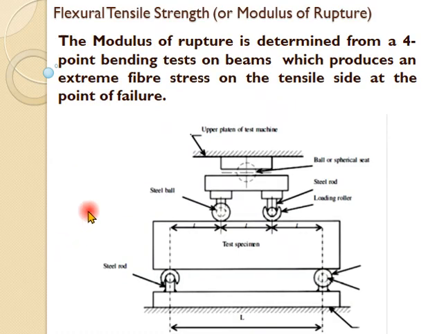Now we're going to move to the flexural tensile strength, or the modulus of rupture. The modulus of rupture is determined from a 4-point bending test, as explained in this figure, where a prism specimen is sitting here in the testing machine on two supports, and the load is applied at 2 points. Then finally we have a 4-point loading test.